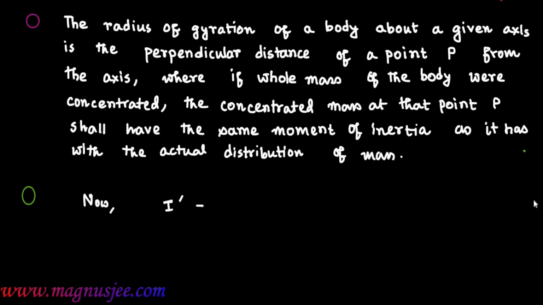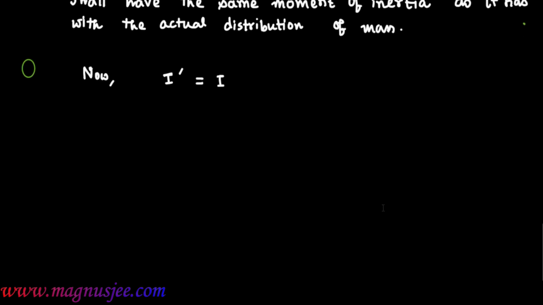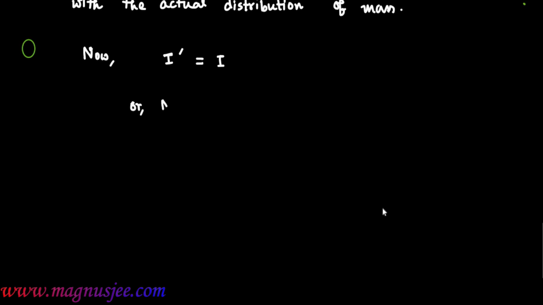Now I prime equals I, or mk square equals m1 r1 square plus m2 r2 square plus dot dot dot plus mn rn square.